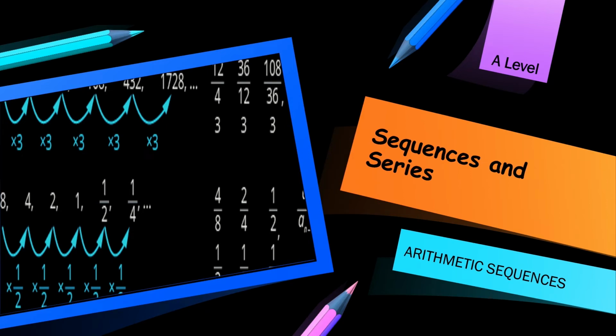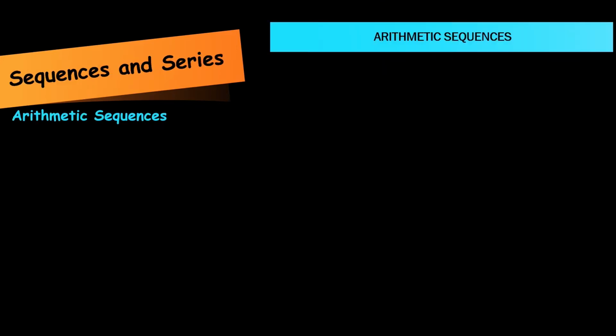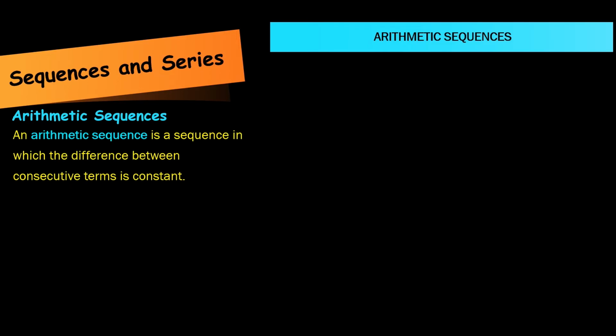Welcome to the session on sequences and series, arithmetic sequences. The objectives for this session are to find the nth term of an arithmetic sequence. An arithmetic sequence is a sequence in which the difference between consecutive terms is constant.